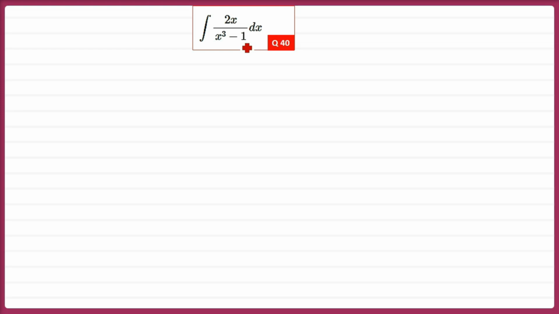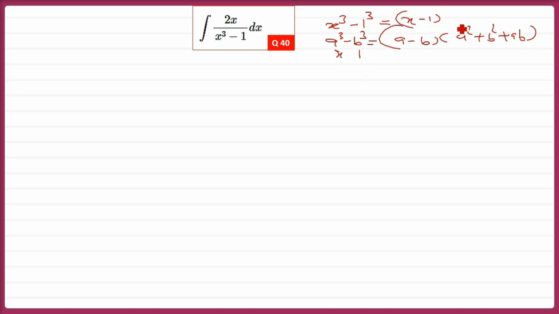2x divided by x cube minus 1. Now this x cube minus 1, we will just make it so easy. If you just apply a cube minus b cube, a cube minus b cube is simply a minus b into a square plus b square plus ab. I'm just expanding a cube minus b cube. Now you can take a as x, b as 1. It should be x minus 1 into x square plus x plus 1.